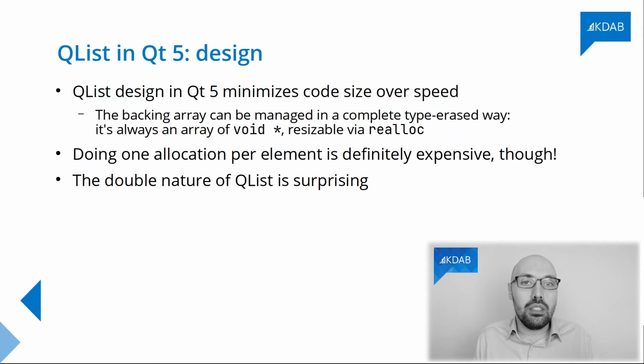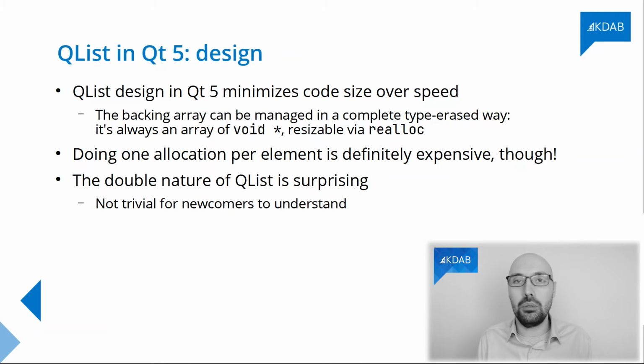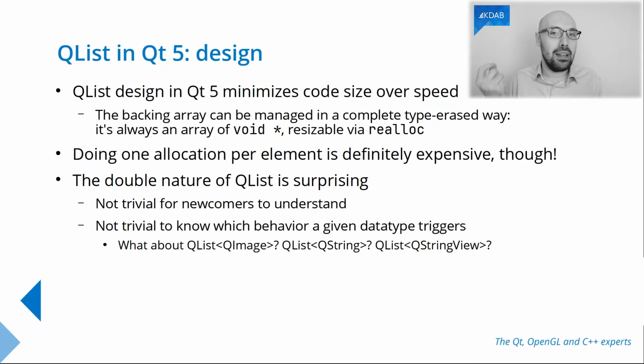And what's more, this double nature of QList behavior is definitely surprising. It's not something easy to explain, especially if you're a newcomer to Qt and you should understand, okay, look, there's this container, and this container changes behavior depending on data type you put in. And that's already strange enough. But also knowing in advance what kind of behavior you're going to get depending on data type. If I give you a QList of QImage, a QList of QString, a QList of QStringView, which behavior you're going to get from each and every one of these data types? It's not easy to say, even for me, and I use Qt the entire day, and I've been using Qt for some 20 years now.